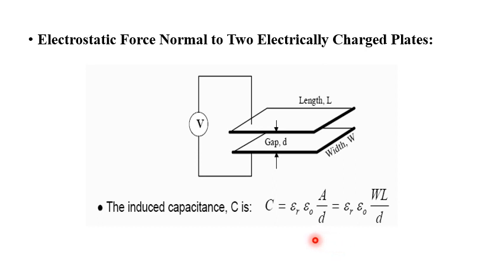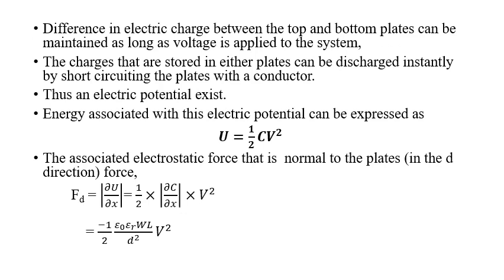So here the electric charge will be maintained between the top and the bottom plates as long as a voltage is applied to the system. Now, the charge stored in either of the plates can be instantly discharged if the plates are short circuited using a conductor. So there is an electric potential that exists, and the energy associated with this electric potential is expressed as U is equal to 1 by 2 into CV square, where C is the capacitance and V is the voltage applied across the plates.